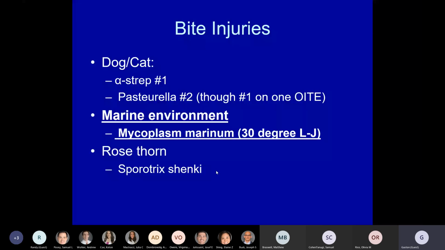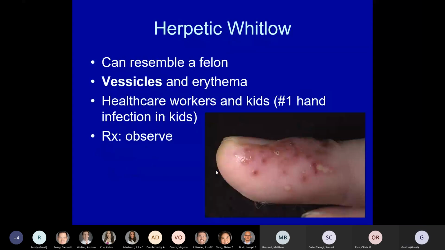If they give you a marine environment, Mycobacterium marinum is what you're looking for. And remember, that has to be cultured on 30-degree Lowenstein-Jensen medium. If they give you a rose thorn, Sporothrix schenckii, it used to be treatment was potassium iodide. Now the treatment is, oh shoot, what's the name of those antifungal medicines? I keep wanting to say losartan, but it's not. It'll come to me. The classic, just conazole. Yeah, the conazole, itraconazole. Thank you. So itraconazole is what you're going to be looking for in sporotrichosis.